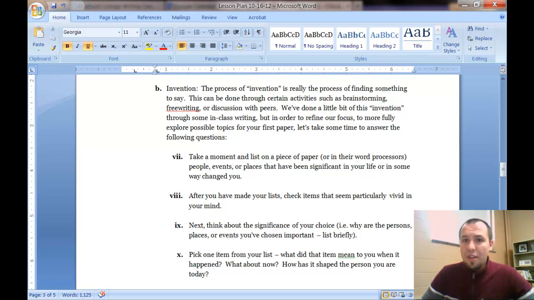And invention is really just that idea of the process of finding something to say. What is it that you want to say? What is it you want to write about? How are you going to go about doing that?